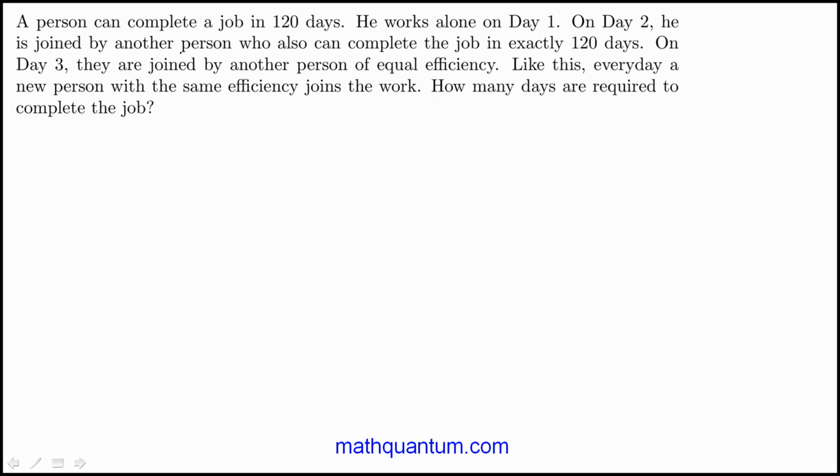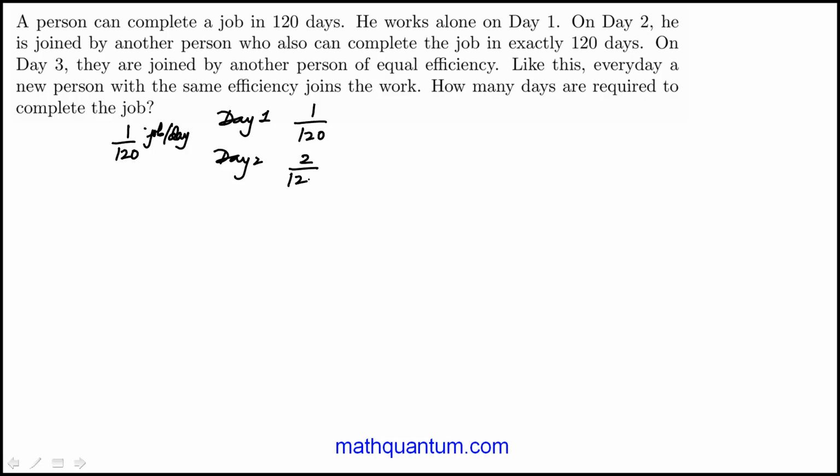So here the rate of this person is 1/20th of a job per day. So that's the fraction of the job they're doing in one day. So on day 1, they've completed 1/20th of a job. Now on day 2, he's joined by another person, so their rate is doubled.